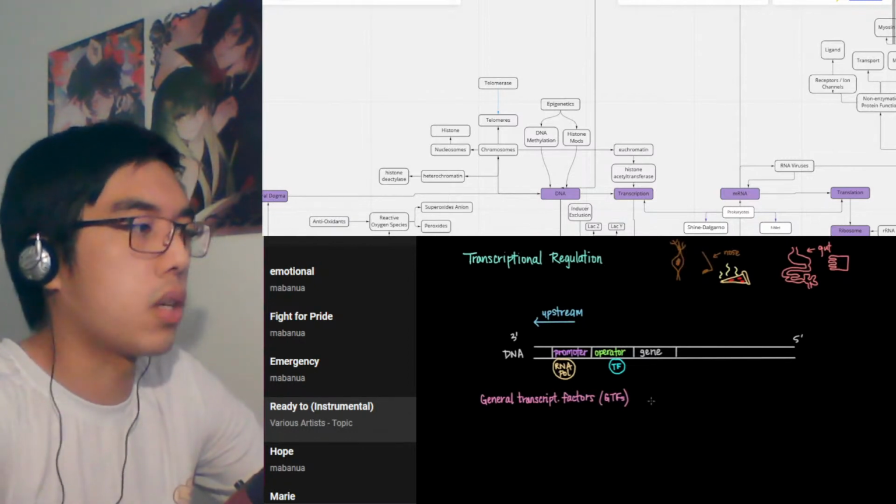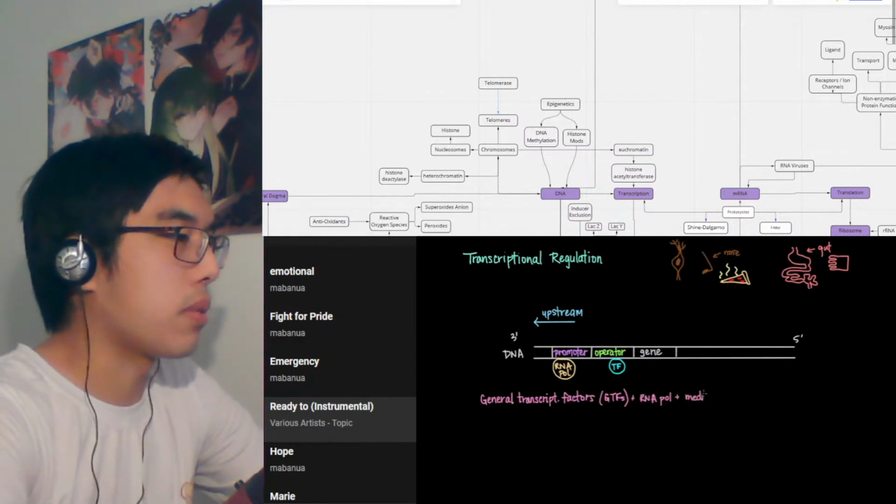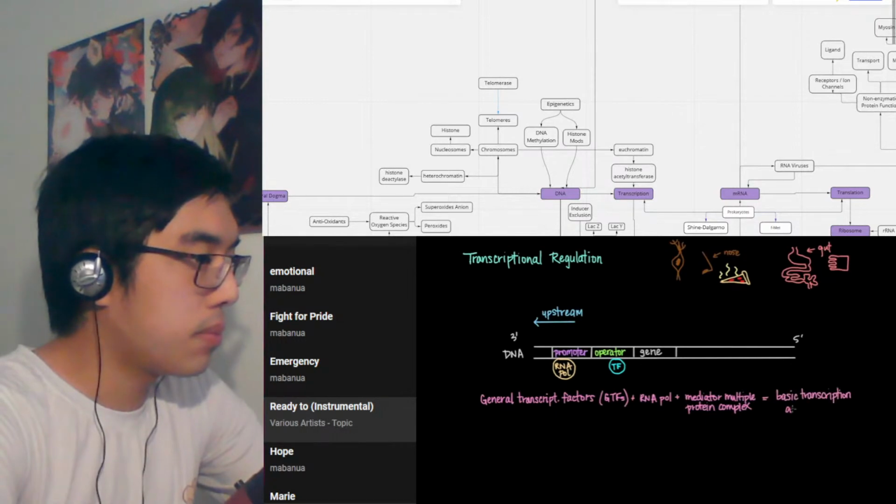The general transcription factors plus RNA polymerase and another protein complex called the mediator constitute the basic transcriptional apparatus, which positions RNA polymerase right at the start of a protein coding sequence or gene, and then releases the polymerase to transcribe the messenger RNA from that DNA template.